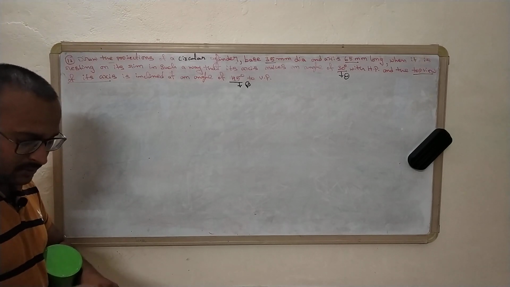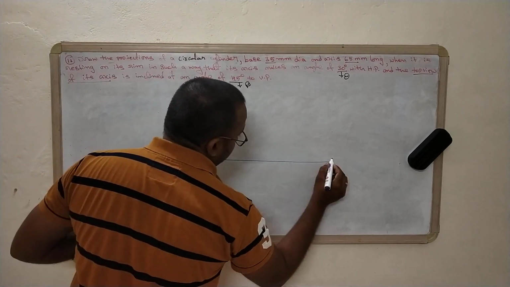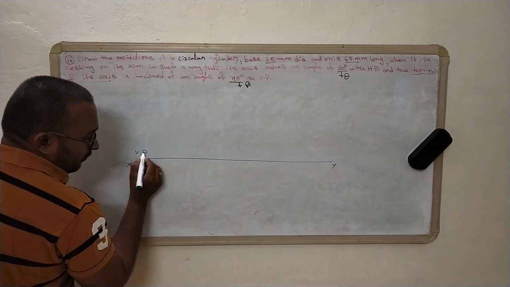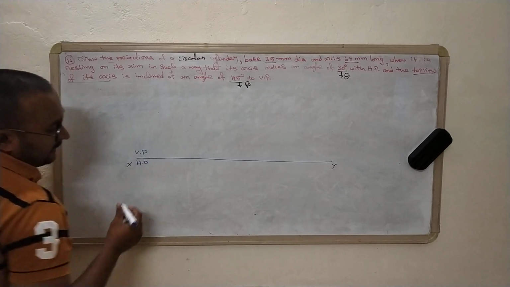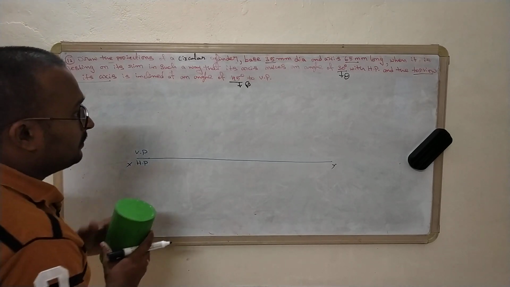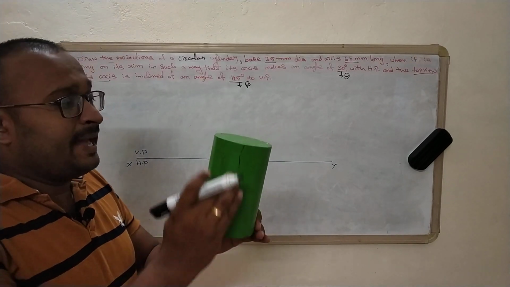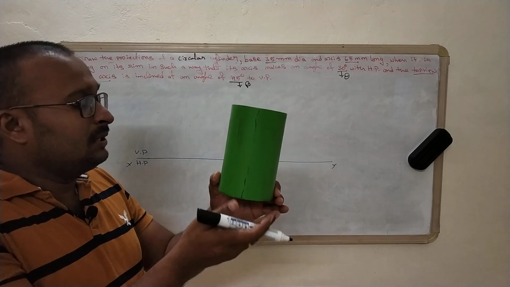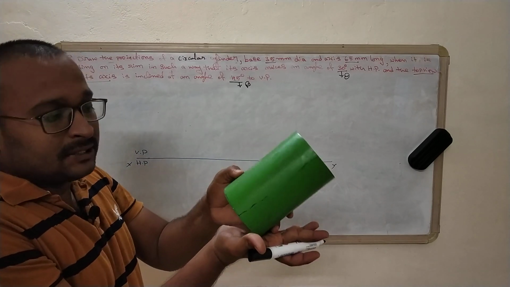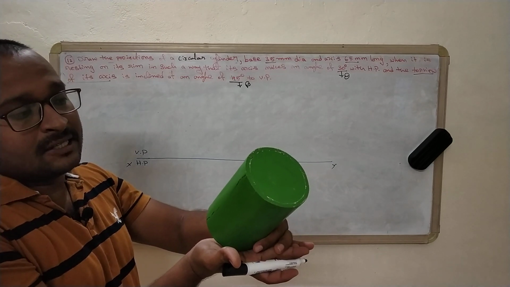So here, XY line, and then here it is vertical plane, horizontal plane. Now here you can see, it is a cylinder of base 35 mm and axis 65 mm long, and it is resting with its rim, and the axis is making an angle of 30 degrees to HP and 45 degrees to VP.